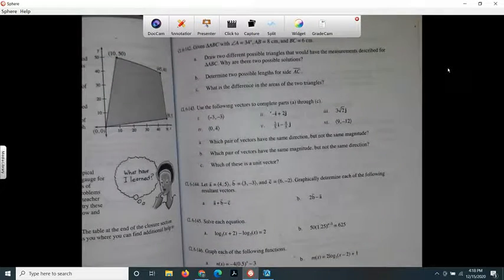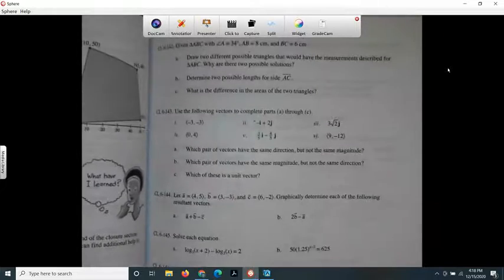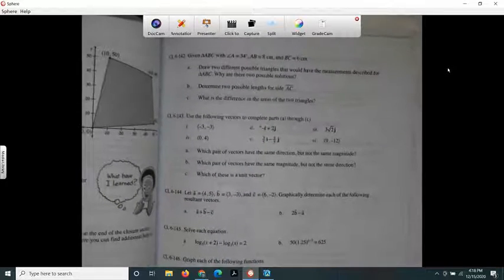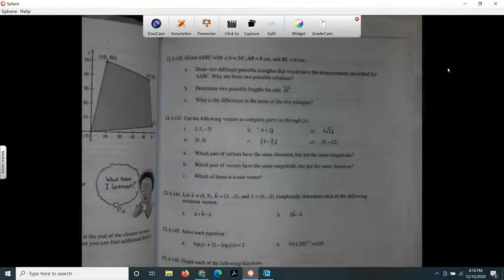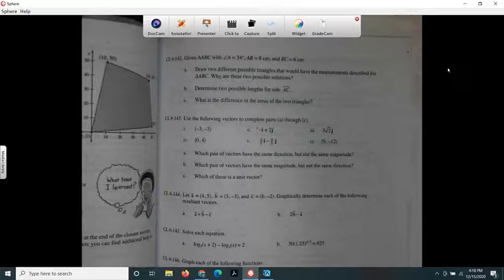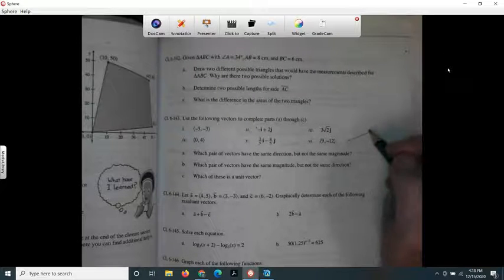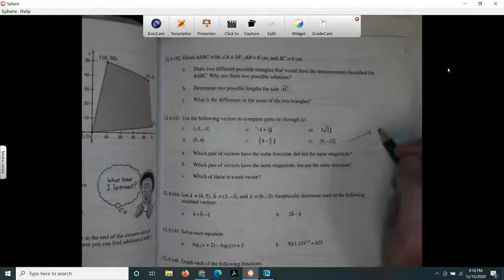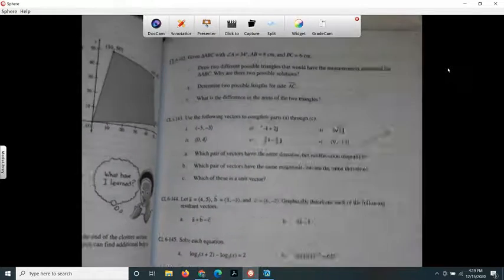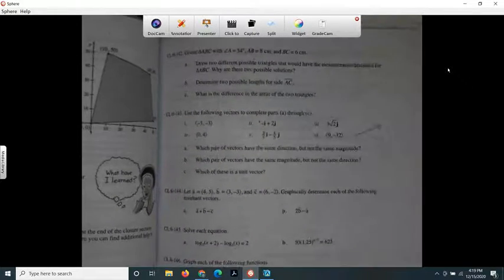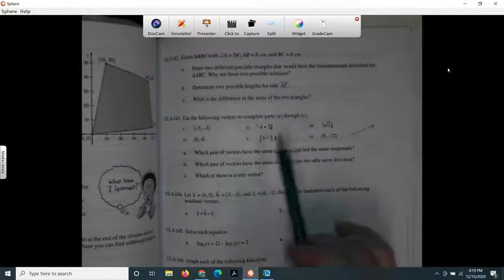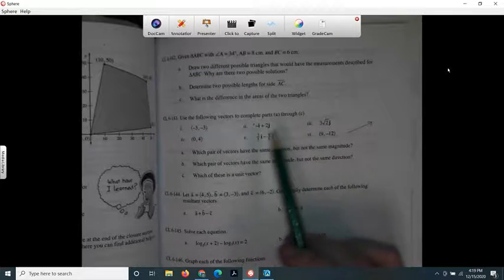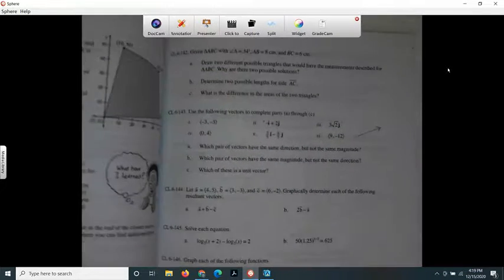So the same direction but not the same length. Remember, vectors look like little arrows, and they have a length, which is the magnitude, and a direction. Because you can't really tell when they're in different forms, I want them all in component form so I can compare them more easily.